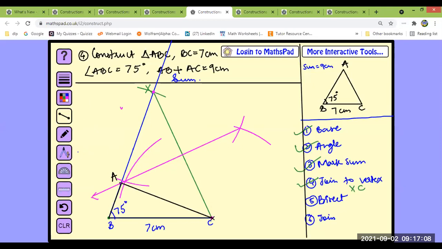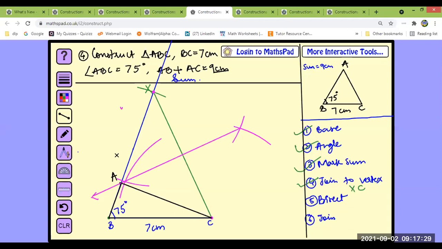And now if you add AB and AC, you will accurately get 9 centimeters. That part is like the verification. If you want, you can verify. You can always show it on your papers also. Verification. Okay. Once again, I'll quickly repeat the steps.